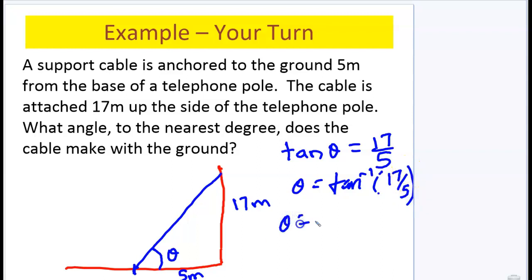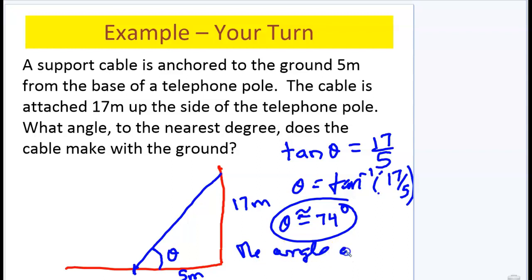So they want us to round to the nearest degree. If I go tan inverse of 17 over 5, this is approximately 74 degrees. Again, we would say the angle of incline is 74 degrees. So we have a final statement.